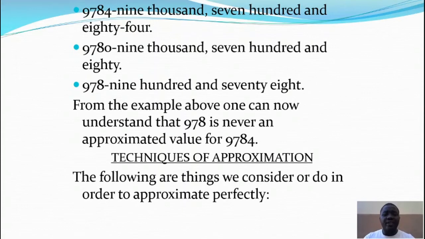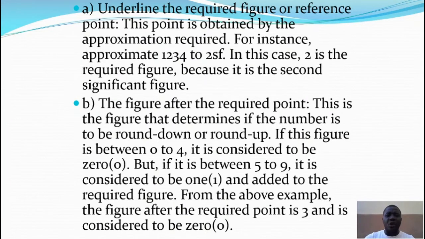So you understand that there are techniques we use in approximating numbers. What are the techniques? I have three things here for us to put into consideration. The first one is to underline the required figure, or reference point. Then the next thing we consider is the figure after the required point.